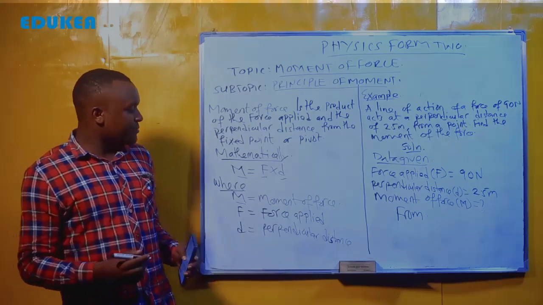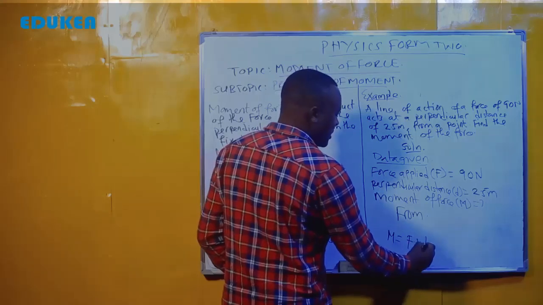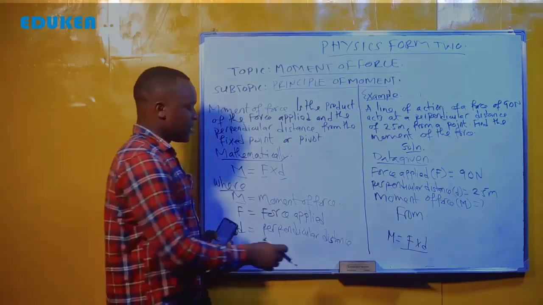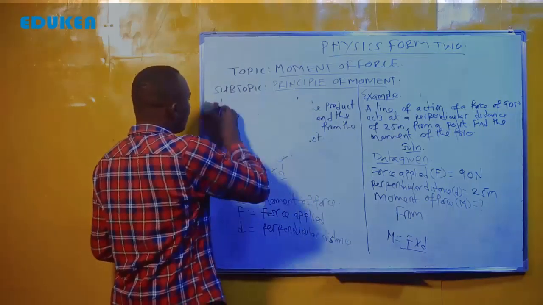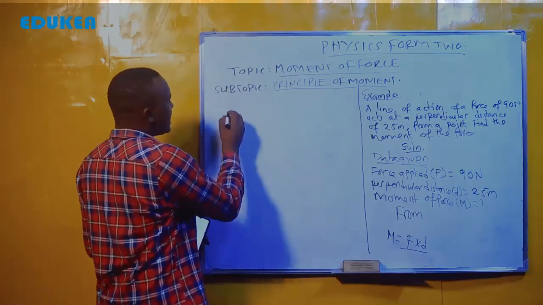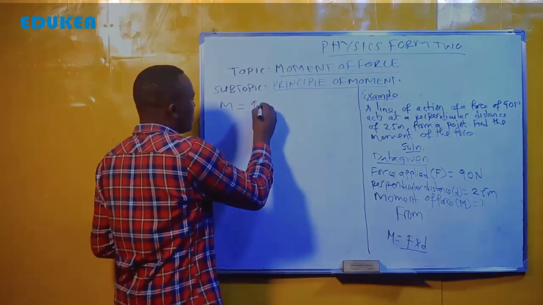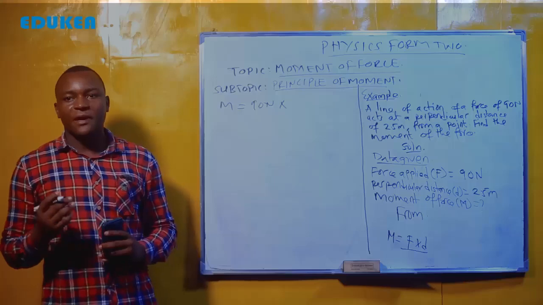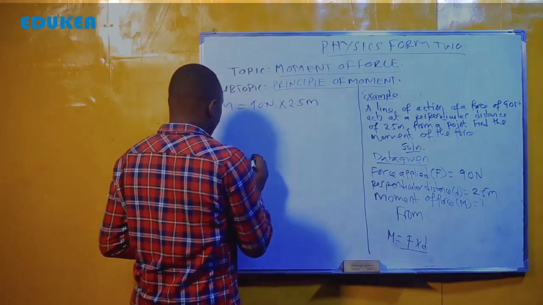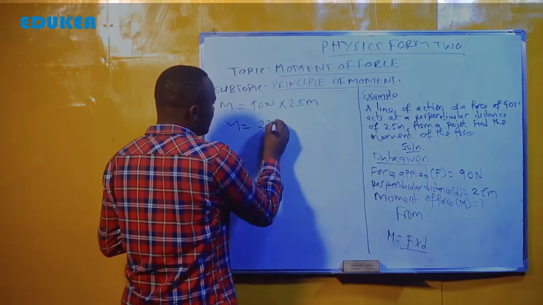So from the definition of the moment of force, we say that moment of force is equal to the product of force times the perpendicular distance. So now let's plug in our given data, then we can find the moment of force. If you plug in the data, moment of force will be the force applied, which is 90 Newton, times 2.5 meter, which is the perpendicular distance we are given. If you multiply, you'll get moment of force is equal to 2.5 Newton meter.